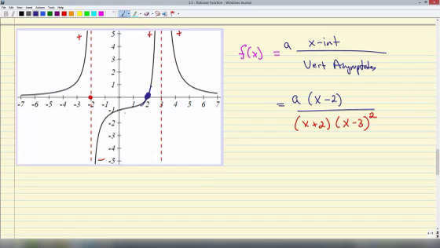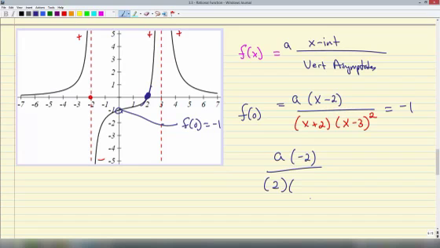So we know from this graph, this point here tells us f of 0 equals -1. F of 0 equals this thing, which has to equal -1. So we've got to solve for A. So we'll say A times -2 divided by 2 times 9 equals -1. And all I did is I plugged zeros in for all these. So this became a 0, this became a 0, this became a 0. 0 minus 3 is -3. -3 squared gives you the 9. We can cancel these 2's and make it a -1. Multiply, so A is going to equal 9.